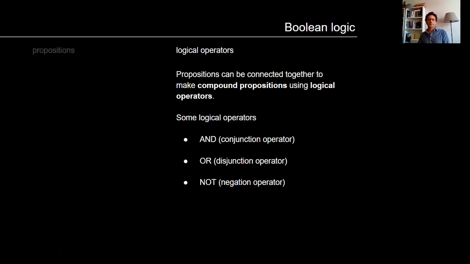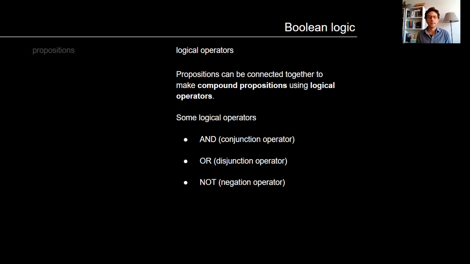Now let me come to logical operators. In the previous 3 slides, I gave you 3 attributes of propositions. They cannot be ambiguous. They should have either true or false value, and they can be connected using operators. In the third attribute, I mentioned logical operators. So now I have to explain what I mean by logical operators. Propositions can be connected using logical operators to form compound propositions. And some of the logical operators that we will learn in this class hour are these: and, or, not operators.